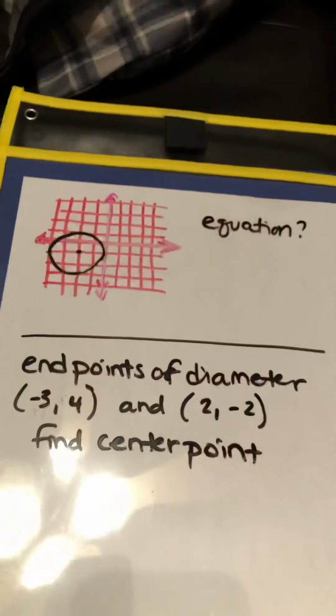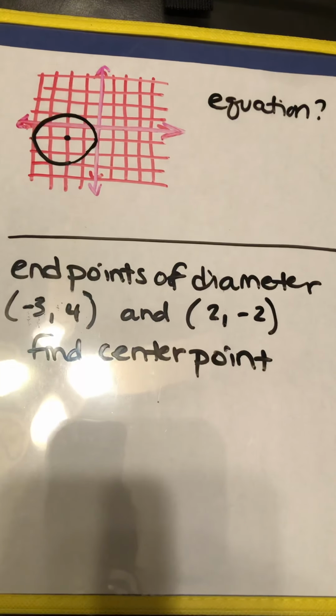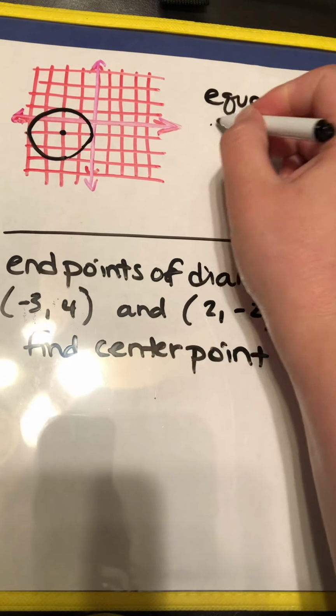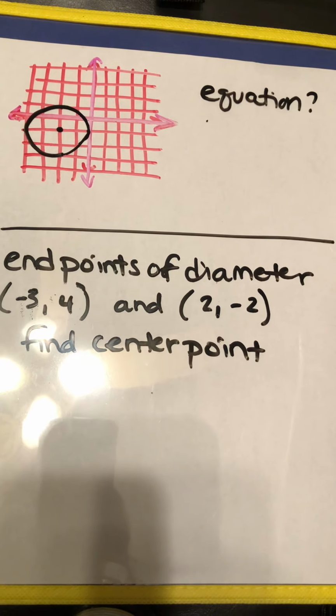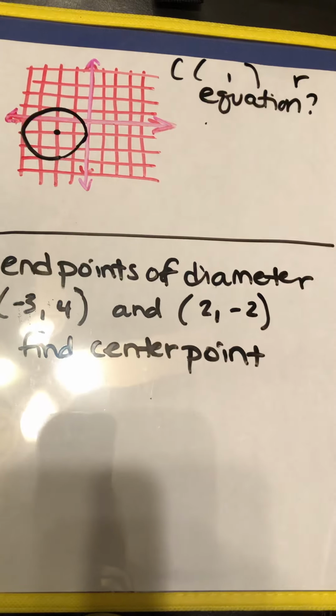Now, how can you see this? You'll get a bunch of questions like that on the assignment. You might get something like this, and it might say, what's the equation of the circle in the drawing? What information do you need? You need to know your center. You need to know your radius.